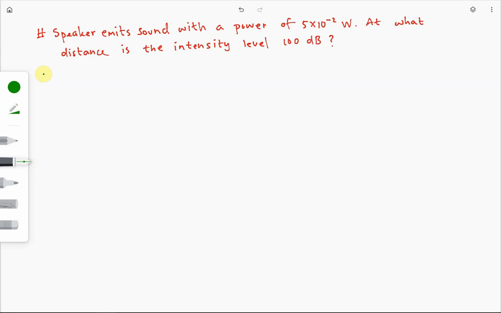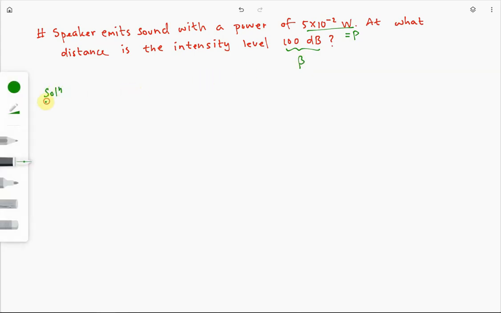Okay, let's examine an example for intensity of sound waves. Here we have a speaker which emits sound with a power of 5 times 10 to the minus 2 watts. So this is basically equal to capital P, the power of the speaker. We want to know at what distance the intensity level is 100 decibels. So this is what we call beta, the intensity level of sound.